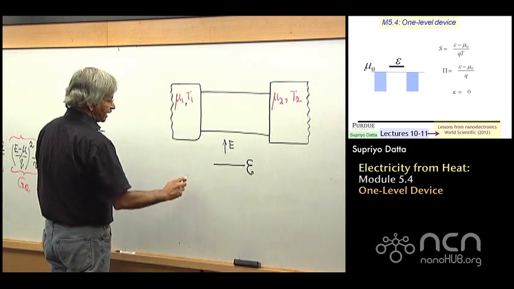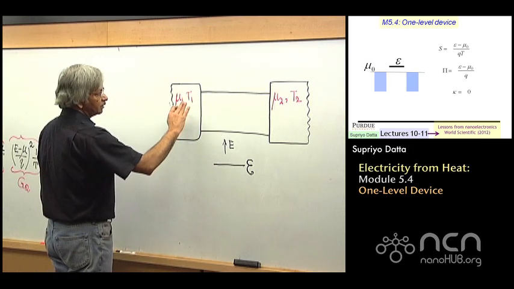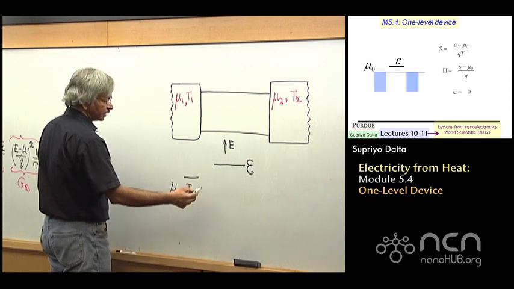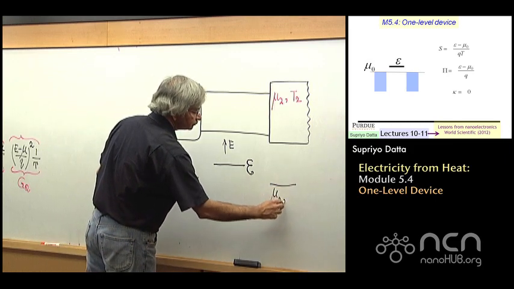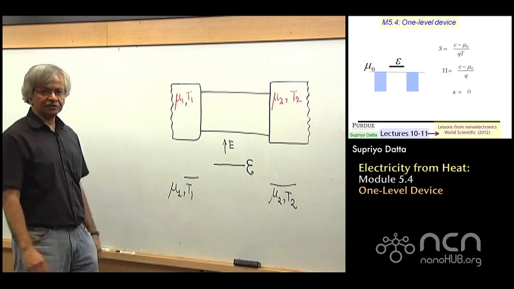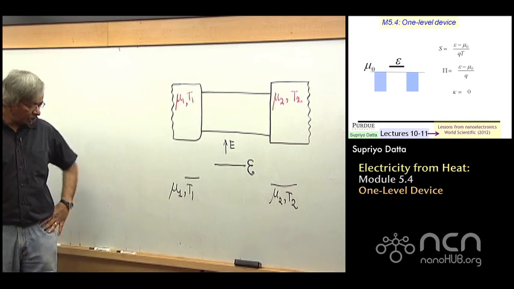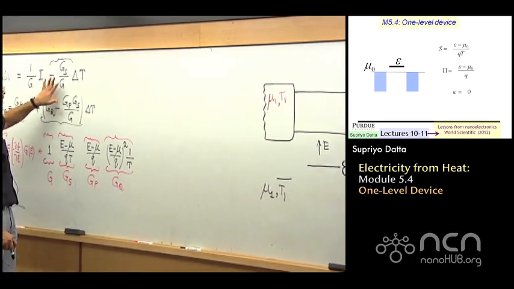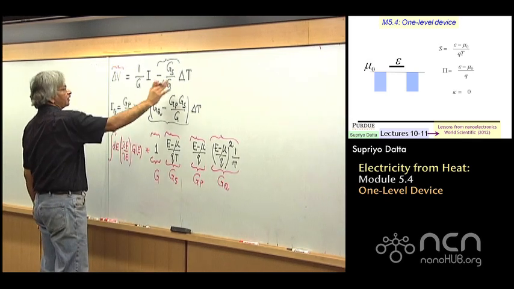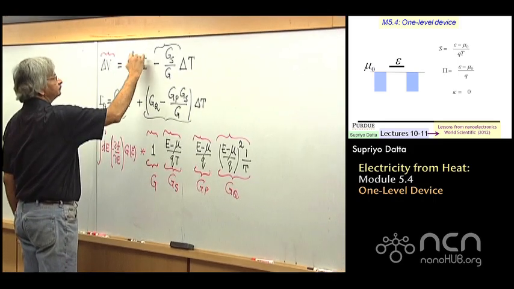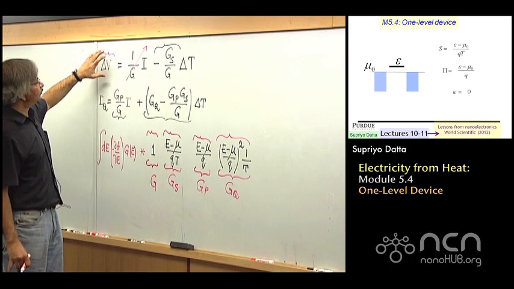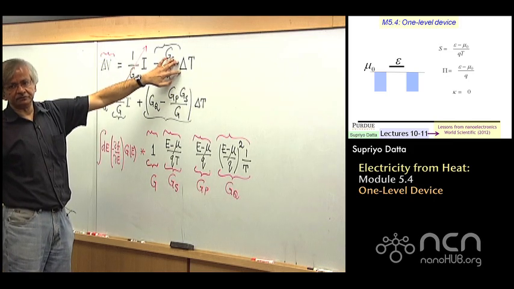The picture we have is two reservoirs: one with chemical potential mu1 and temperature T1, and the other with mu2, T2. And you've just got one level. So the first question is, what is the Seebeck coefficient? Experimentally, it means we are asking what is the voltage for a given temperature difference if the current is zero. If you have an open circuit condition, no current can flow, then what voltage would you measure for a given temperature difference?